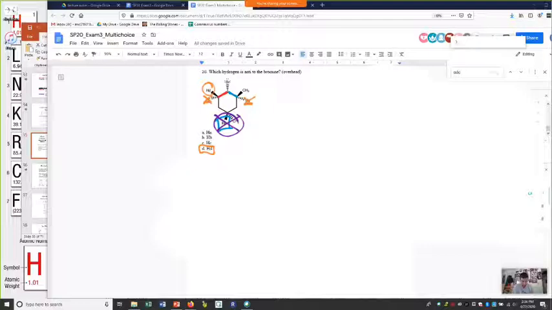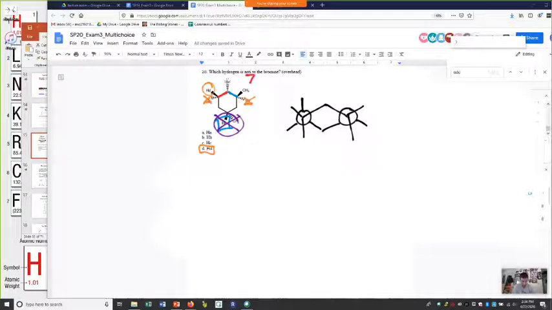How would you really formally go through and show this? We would have to draw out the Newman projections to understand that full relationship. And yes, this is exceedingly challenging to do, but this is what you would have to do to fully evaluate this.